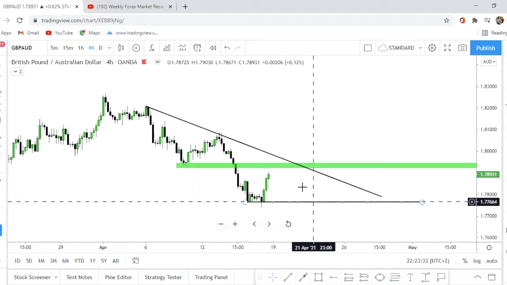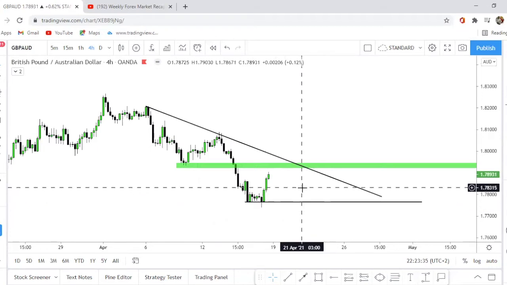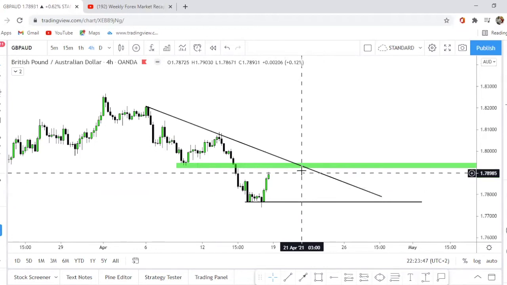If that doesn't happen, I'll then have to adjust my plan. But for now, that is my plan. If my structure doesn't get violated, if price doesn't act weirdly, that is my one and only plan on GBP AUD.